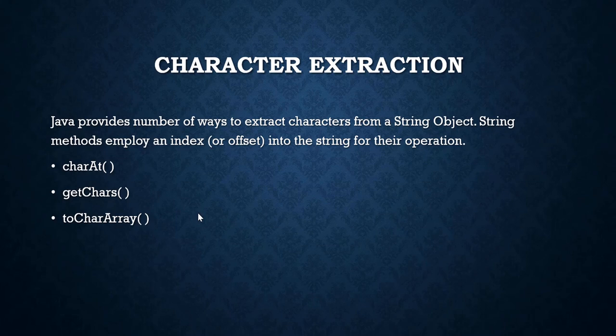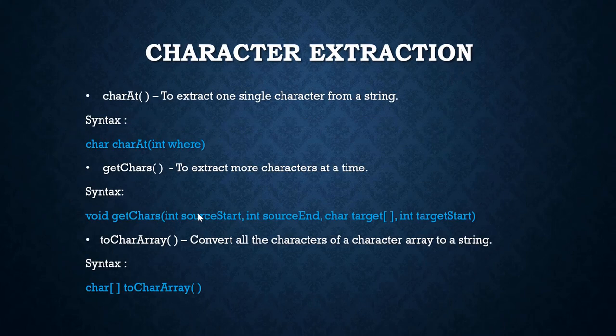So to extract characters from a string object, intrinsically, the string methods employ an index or an offset value to each character of a string. There are three methods which we are discussing here: charAt, getChars, and toCharArray. Let us find out their syntaxes.